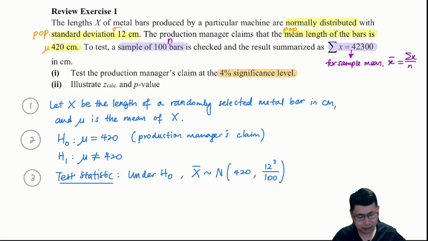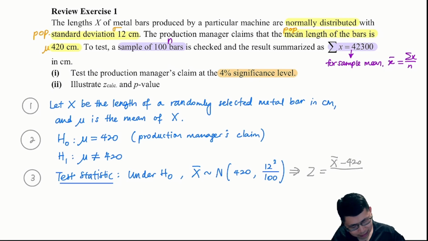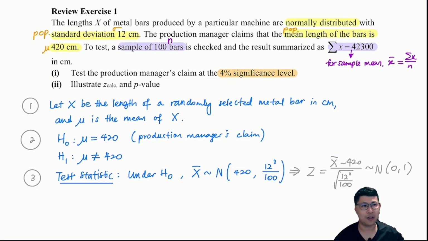Then we will standardize, so z equals x bar minus 420 over the standard deviation of this, which is the square root of 12 squared over 100. This is a random variable that follows a normal distribution of 0 and 1 because we standardized it to the standard normal distribution. So far this is our setup.